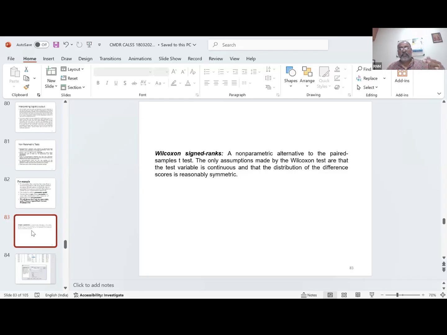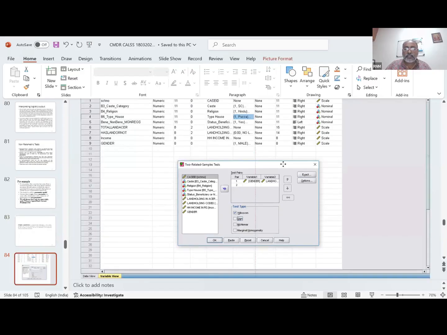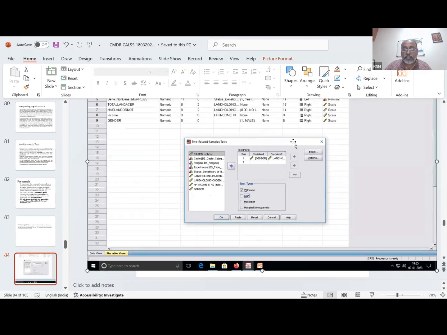So, as I am telling you, household income, go there, Wilcoxon and sign test. Somebody was asking about gender and land holding, how to look at it. The Wilcoxon test is also known as the two related sample test.